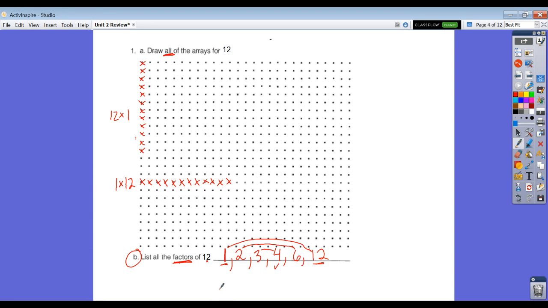Okay, so now we've taken care of the 1 and the 12, right? But we still have these other factor pairs left to do. So I want you to pause the video, draw your arrays for the other factor pairs, and play when you're ready to see the answer.